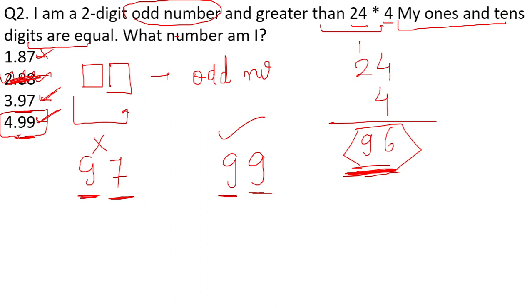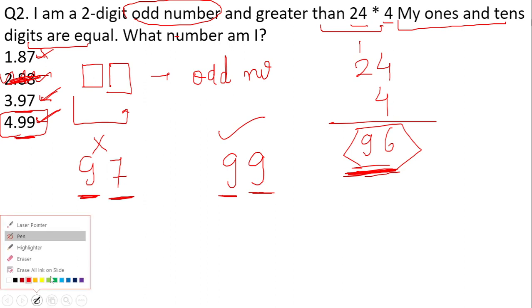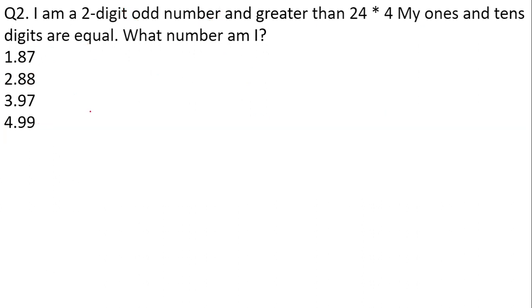So whenever such types of question are asked in the examination, do one thing, just split the question. So in the given question, what we have done first, that the given number is a 2-digit number, which is an odd number. So this cannot be the answer. Next, they have told that the number should be greater than the product of 24 into 4. The product of 24 into 4 is 96. Hence the number should be greater than 96. So this cannot be the answer.